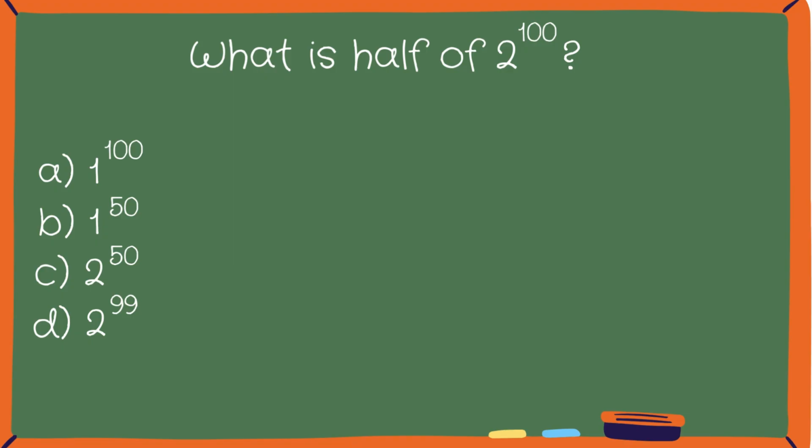Today I'm bringing you this math problem. What is half of 2 raised to the power of 100? Option A, 1 raised to the power of 100. B, 1 raised to the power of 50. C, 2 raised to the power of 50. Or D, 2 raised to the power of 99. Okay, now pause the video, try to solve it, and write your answer in the comments.